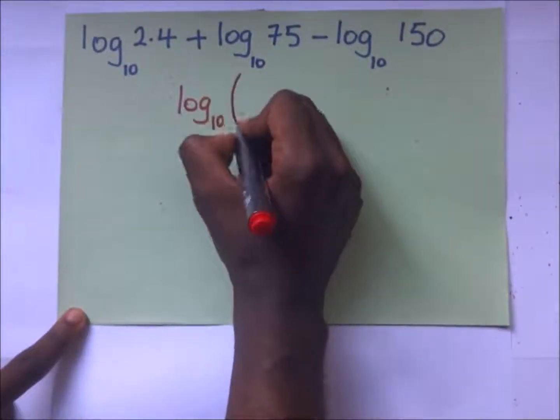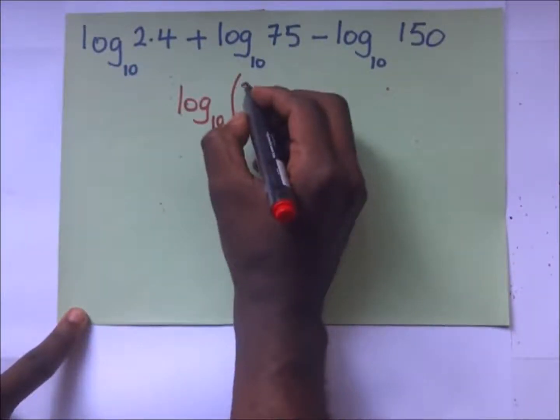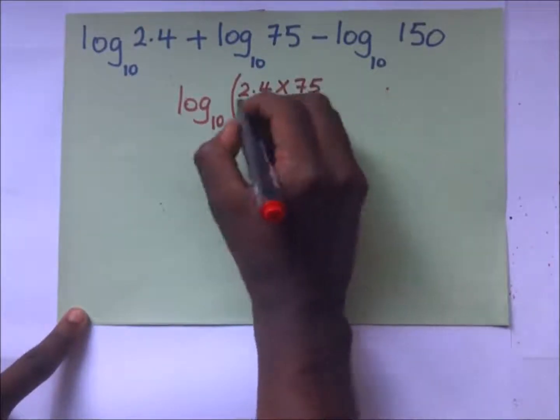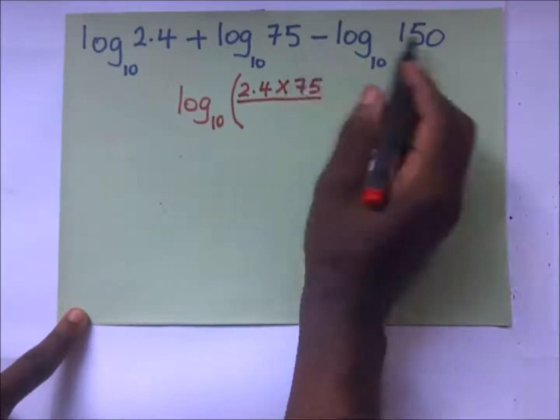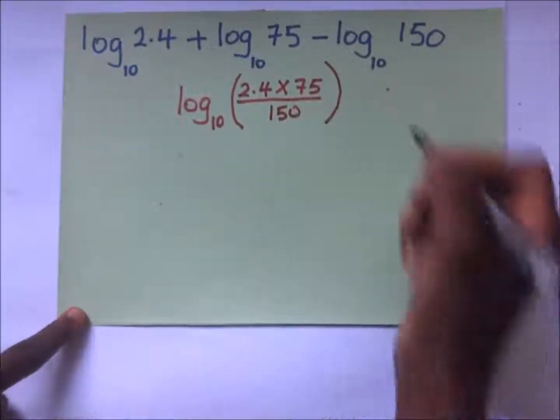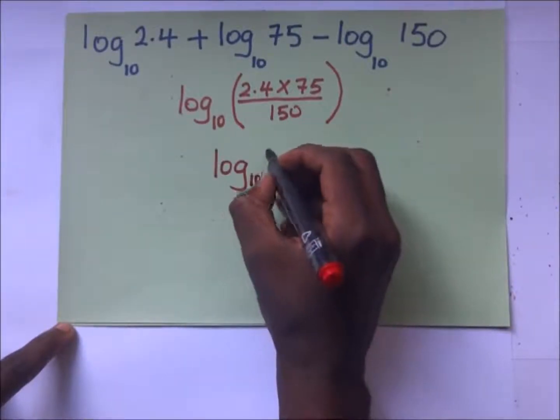Here, 2.4 plus 75 means we are going to multiply them. It's going to be 2.4 times 75. Then divide that by 150, because it's minus 150. So our answer here will be log base 10 of 1.2.